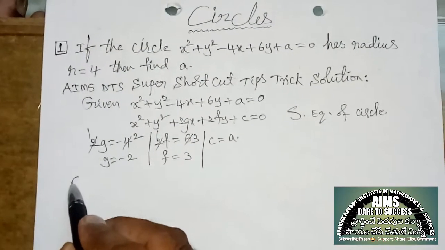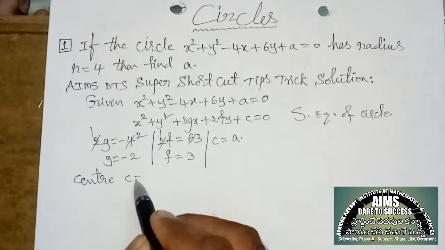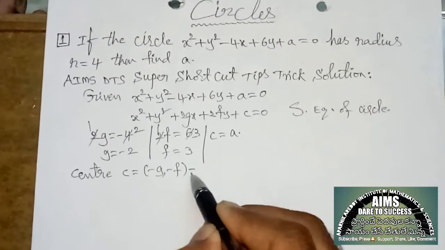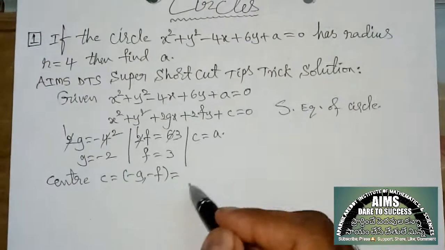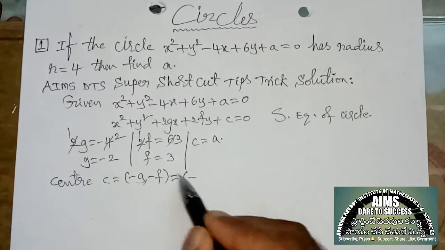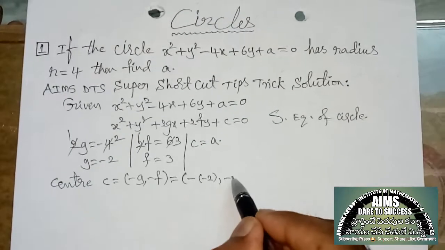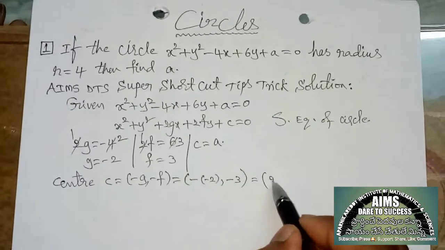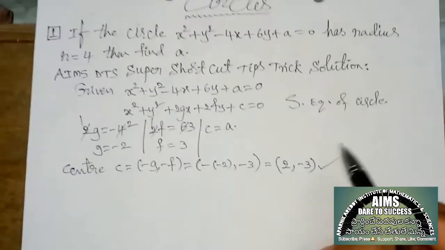Next, if you want to find the center, it is minus g comma minus f. No need to find the center for this question, but this is how you get the center formula: minus g comma minus f. So minus g value is minus 2 and minus f value is 3. Simplification: minus of minus is plus, so 2 comma minus 3 is the center of the circle.